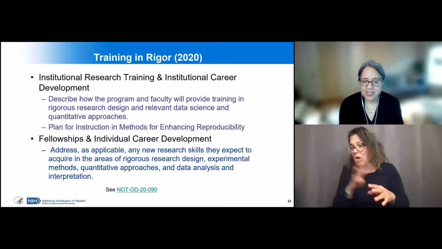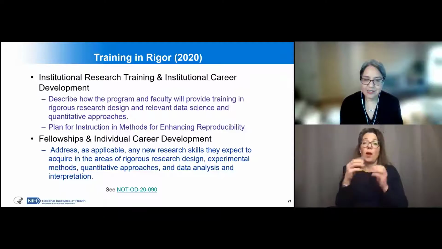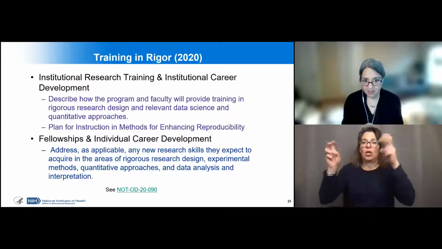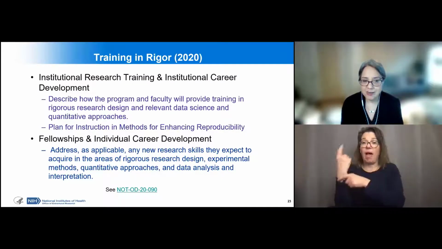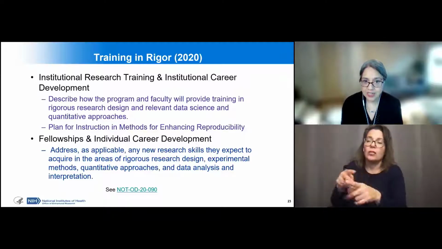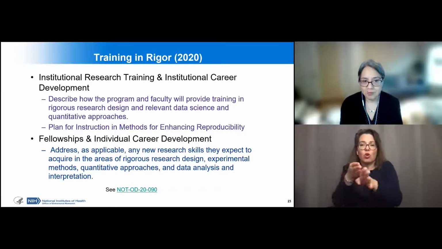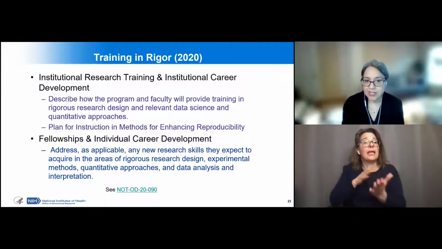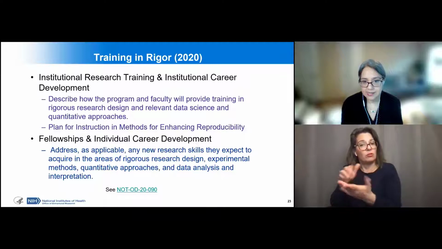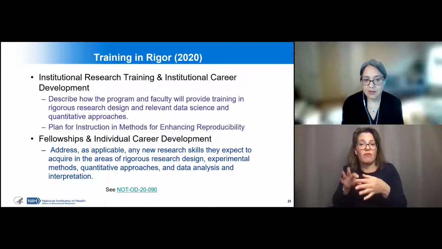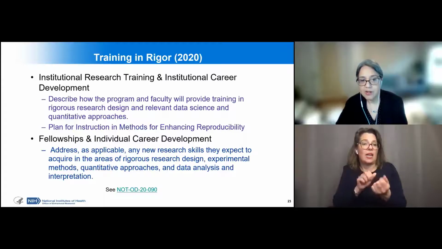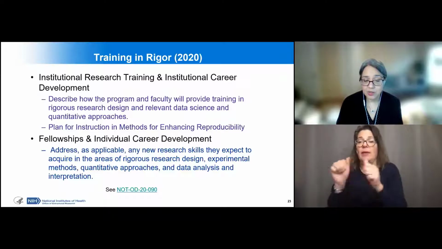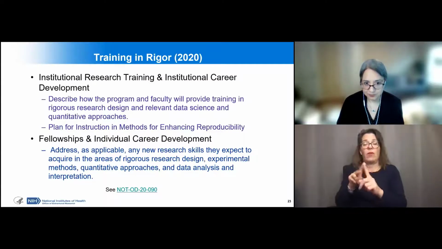And I want to mention that one of the newest developments is that we implemented training in rigor last year. So now this applies to institutional research training and institutional career development grant applications. We ask those applicants to describe how the program and faculty will provide training in rigorous research design and relevant data science and quantitative approaches. These applications also need to include a plan for instruction in methods for enhancing reproducibility. Okay, and all these things will contribute to the overall impact score.